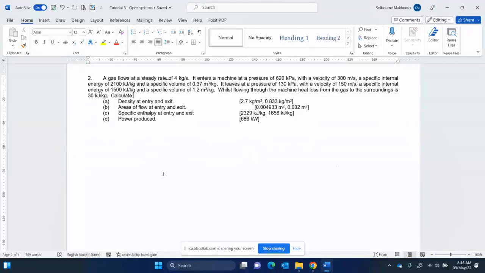The velocity is 150. The enthalpy is 1500, and the specific volume is 1.2. Whilst flowing through the machine, the heat loss from the gas to the surroundings is 30. In other words, Q is 30. Calculate the density of the gas at entry and exit. The density. So, how do we go about that one? I think I said we're dealing with the turbine. Let me quickly draw a schematic diagram and put this information on the diagram.